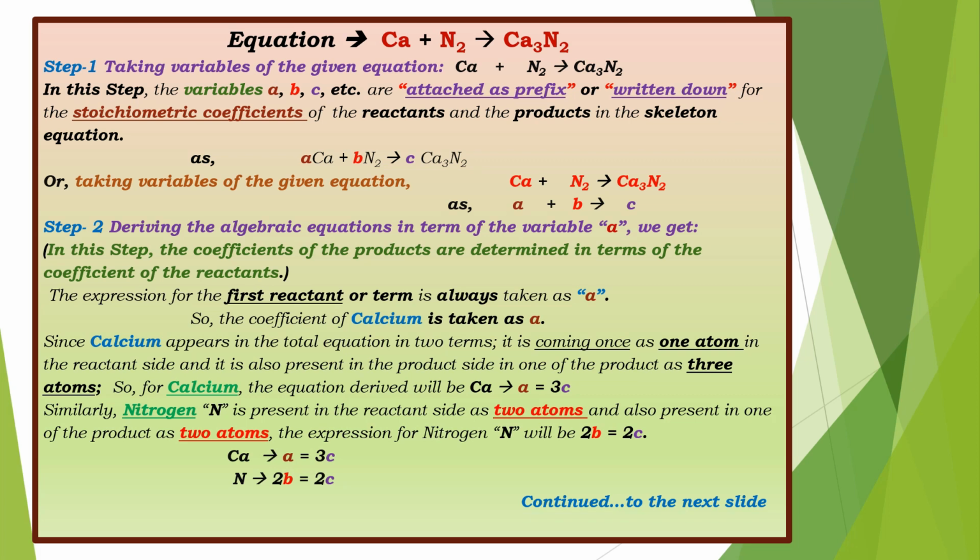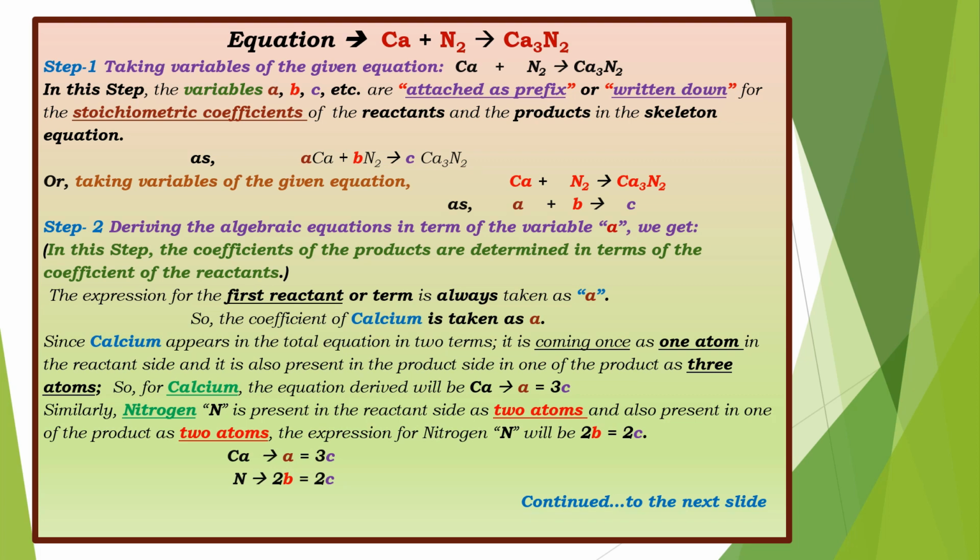Step 2. Deriving the algebraic equations in terms of the variable A. In this step, the coefficients of the products are determined in terms of the coefficients of the reactants. The expression for the first reactant or term is always taken as A. So, the coefficient of calcium is taken as A. Since calcium appears in the equation in 2 terms, once as 1 atom on the reactant side and also on the product side as 3 atoms, for calcium the equation derived will be A is equal to 3C.